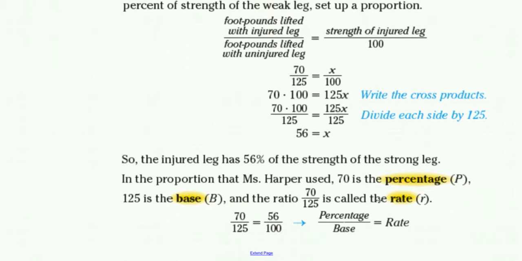Again, do not confuse yourself. The percentage does not mean the number with the percent sign. Even though it's called percentage, it is not the number with the percent sign. The number with the percent sign can be found in your rate.